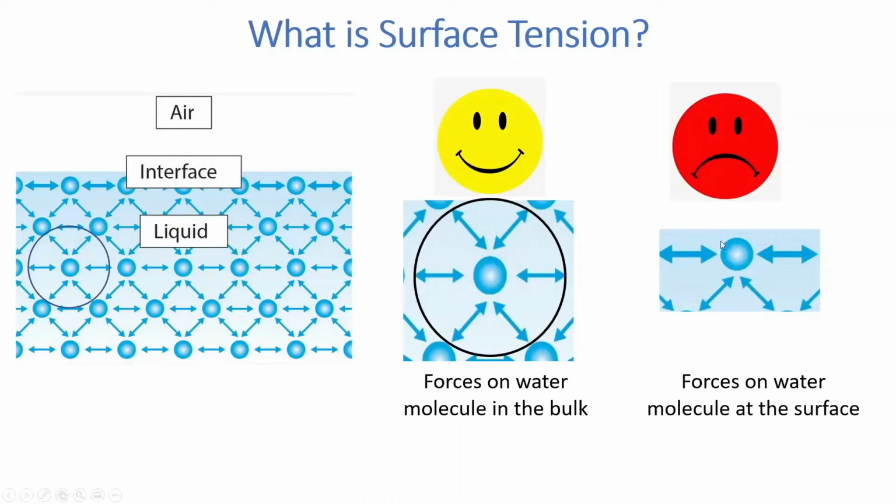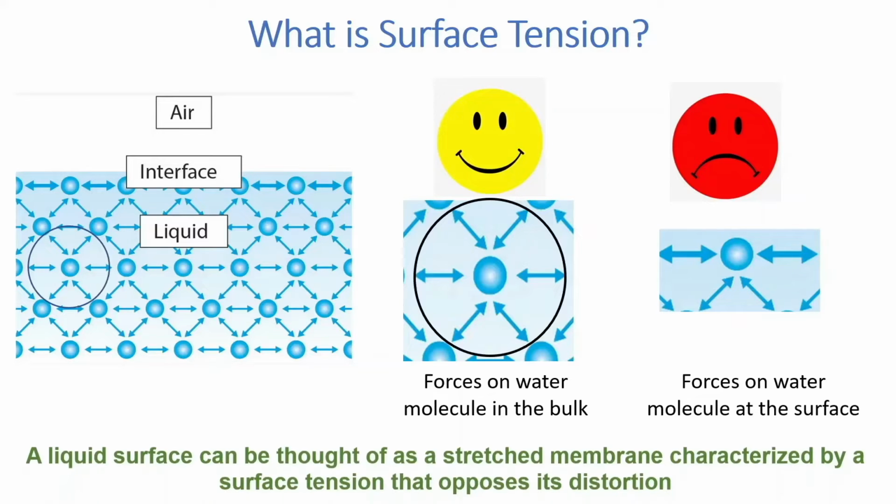So you can consider that the molecule at the surface is unhappy because it is unequally pulled from all the sides, and surface tension tries to make this a happy molecule. So in short, a liquid surface can be thought of as a stressed membrane characterized by a surface tension that opposes its distortion. Now let's see some effects of surface tension in nature.